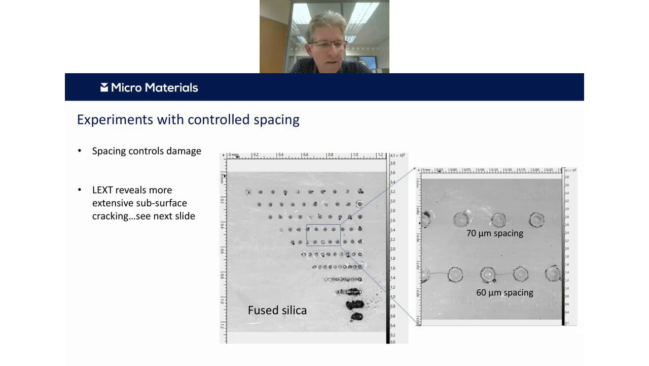So one of the things we did then was, instead of using these random impacts, we used controlled arrays. In this case, we've got 10 lines of 10 impacts set up, and the only thing that's different is the spacing between these impacts. On BK7, under the same set of conditions, there's cracking throughout the entire range. This is for fused silica, and what we can see here is that as the spacing is 70 microns or greater for this set of test conditions, there's no apparent cracking between these adjacent impacts.